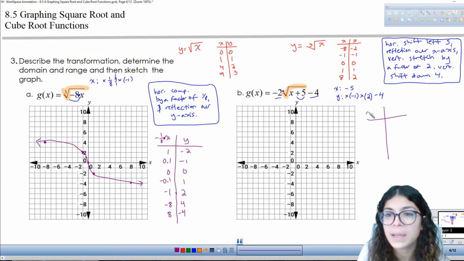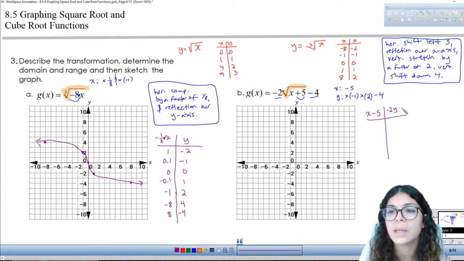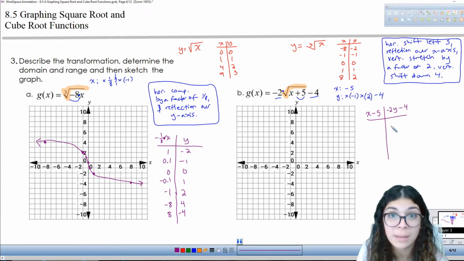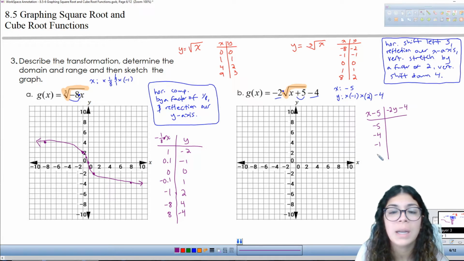Now, what's happening to x is we are going to minus 5. What's happening to y? Well, to the y value, we're going to go ahead and multiply by -2, and then subtract 4, in that order. Now, our original x values are here. To each one, we subtract 5. 0 minus 5 is -5. 1 minus 5 is -4. 4 minus 5 is -1. 9 minus 5 is +4.